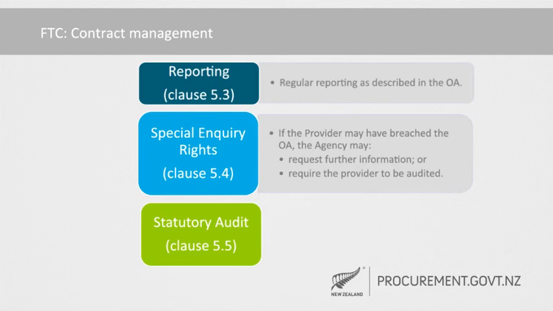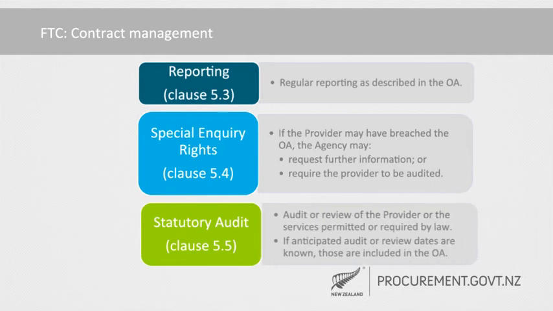In addition to the special inquiry right, some agencies may be required or permitted by law to audit the services or the provider. The audit right is referred to as a statutory audit right. If an agency is required or permitted by law to audit the provider or the provision of services, and the agency knows the anticipated dates when the statutory audits will be undertaken, it should record those in the outcome agreement.